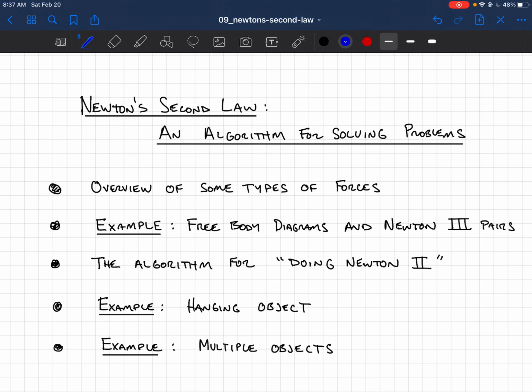Then I'll do an example in order to present the algorithm for doing Newton's second law, and I'll sort of walk you carefully through that, sort of identifying each step in the algorithm. And then we'll do two more examples using that algorithm to solve a couple of problems.